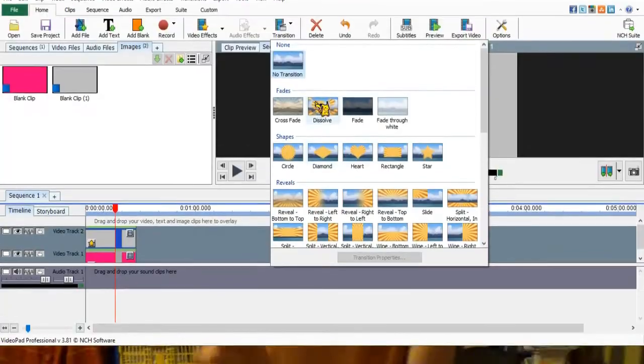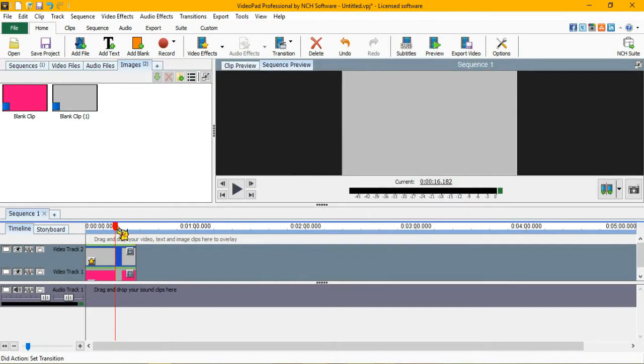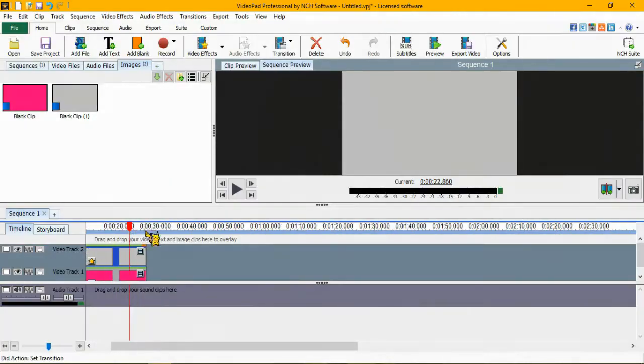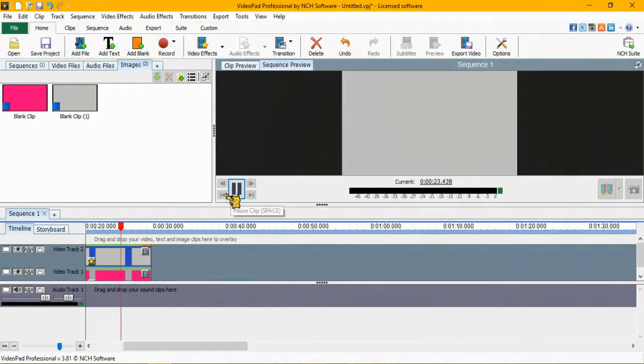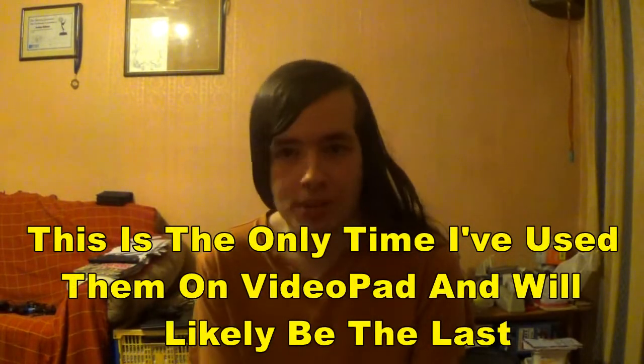Why am I talking about this? Well, because I have been using specifically VideoPad for over 5 years, and ever since then I have pretty much never used any of those transitions.